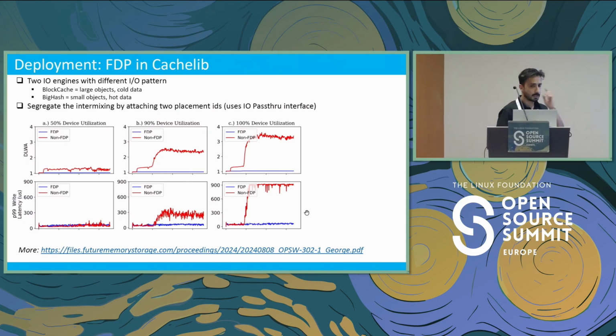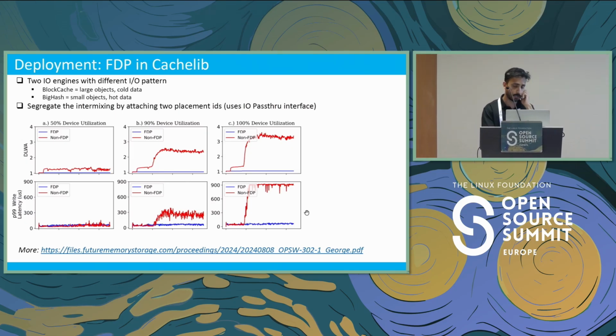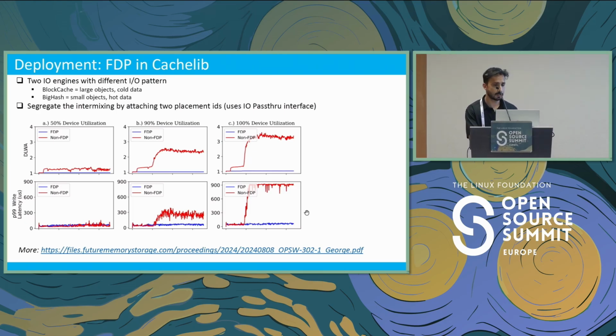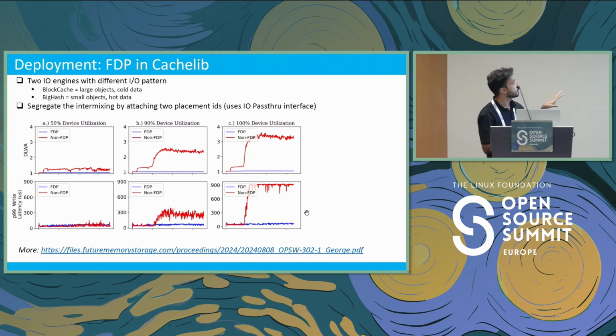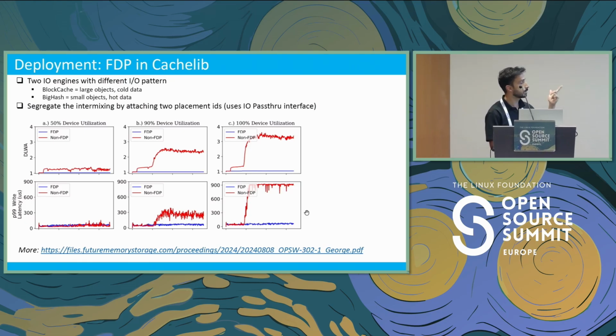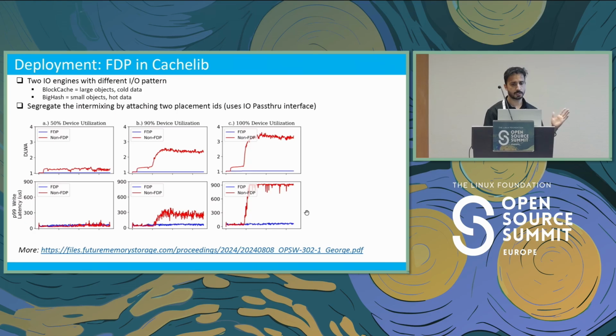Now this is something that has been deployed into CacheLib, which is Meta's caching engine, which has already been open sourced. In this case there are two I/O engines with different I/O patterns. There is a block cache and there is a big hash. The block cache is having large objects with cold data. Big hash is having small objects with hot data. And this was getting intermixed.